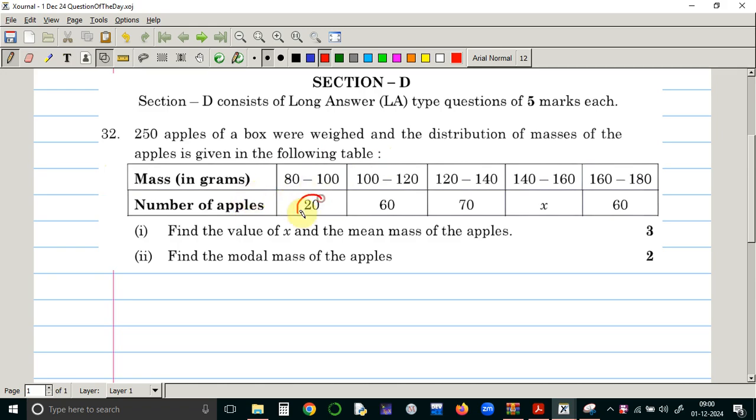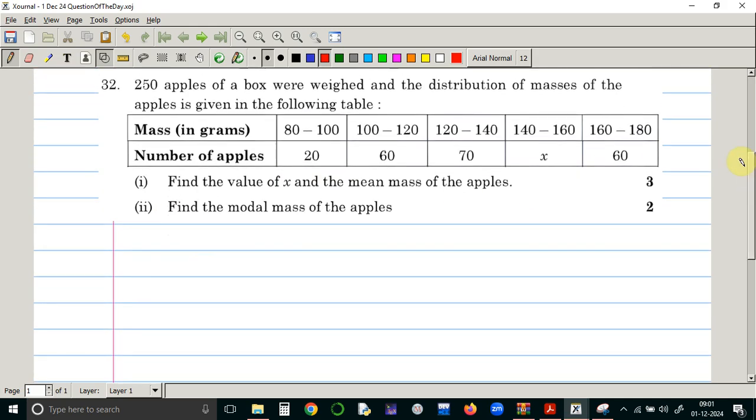And the frequencies of the apples in each class interval are 20, 60, 70, and there's one missing frequency x, and the last frequency is 60. So our first target is to find the missing frequency, and then we will find the mean mass of those apples. After that we have to find the modal mass, the mode of the masses of the apples. So let's begin the solution.